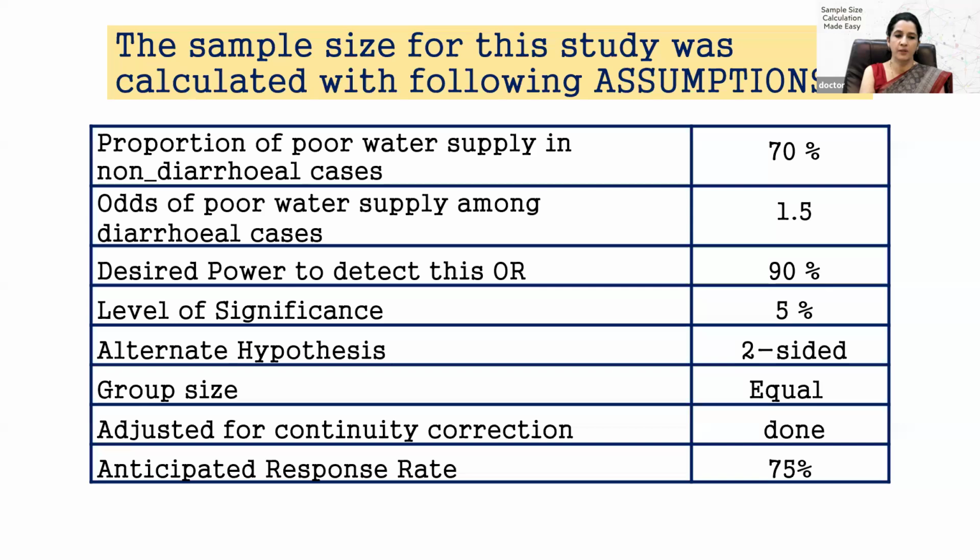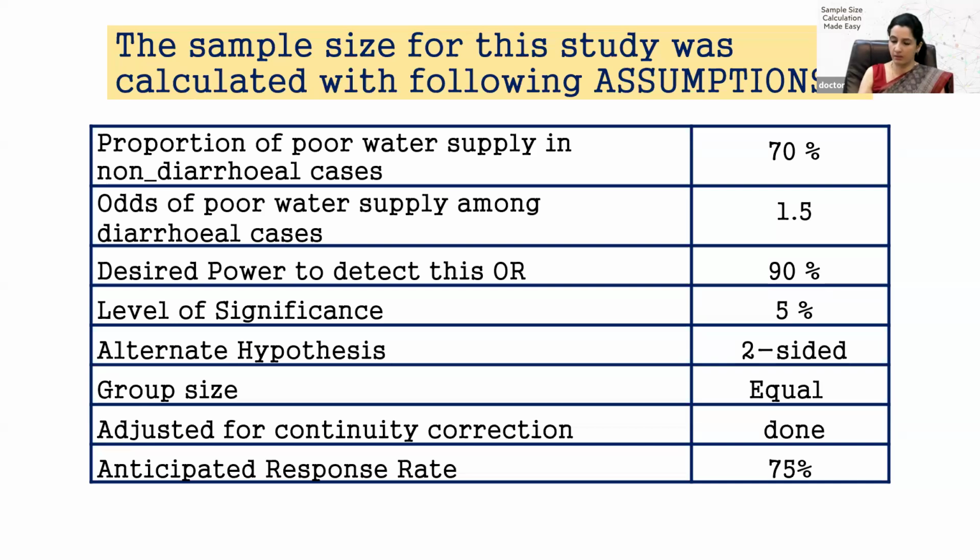So the sample size for this study was calculated. You have to see like proportion of poor water supply. Yes, right, Dr. Bhaskaran. It is the water supply is the exposure. So proportion of poor water supply in the non-diarrheal cases, that means in control, it was 70%. And the odds of poor water supply among diarrheal cases, it was 1.5. You have to calculate this using 90% power, 5% level of significance, taking equal group sizes, and anticipated response rate of 75%. Yes. So all of you, please calculate this.